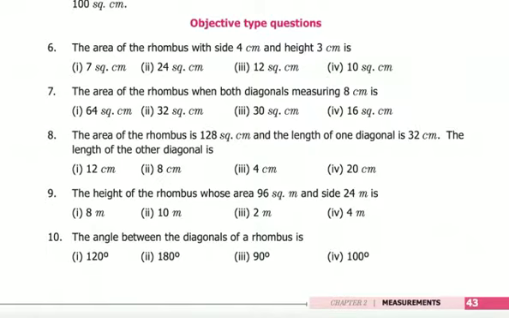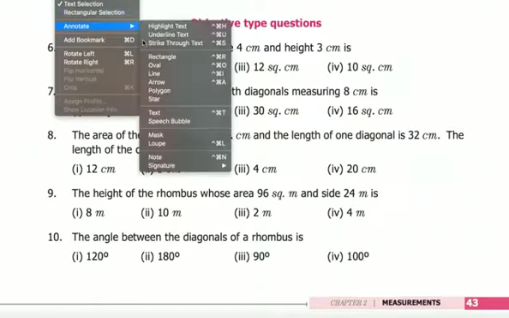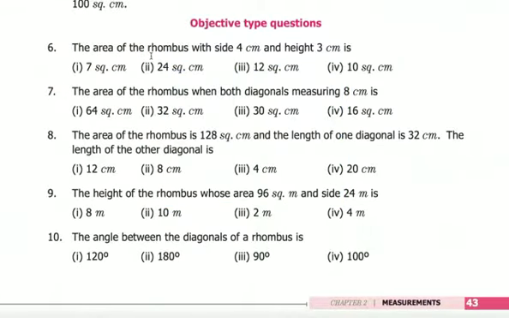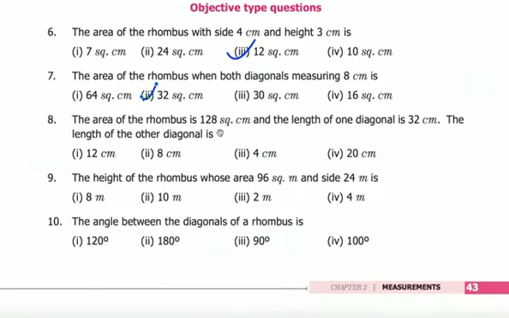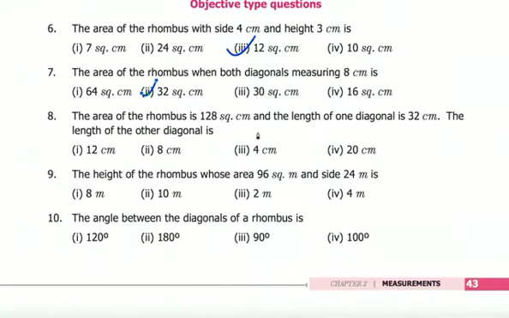The area of the rhombus with side 4 cm and height 3 cm. 4 into 3 is 12. So place a rectangle. 12. What is the unit? Cm square. Okay, you must be watchful, careful while selecting the unit also. The area of the rhombus when both diagonals are measuring 8 cm. 32, right?